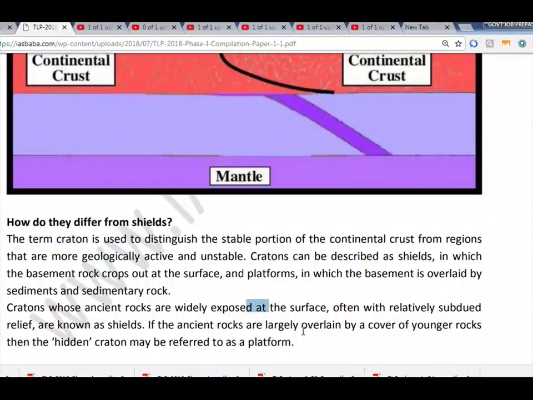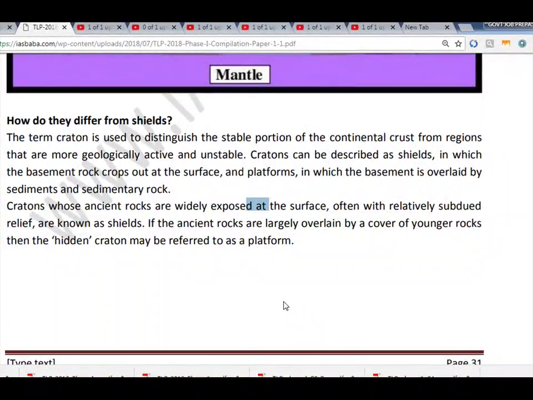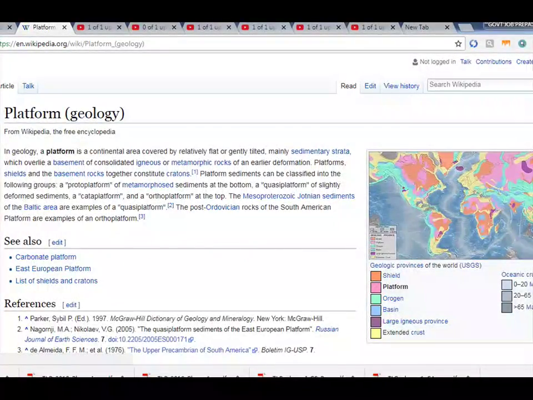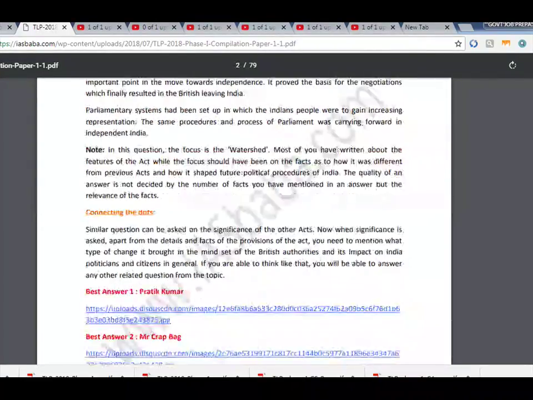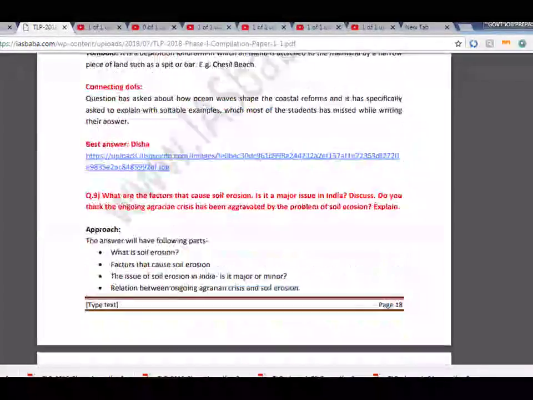Cratons whose ancient rocks are widely exposed at the surface, often with relatively subdued relief, are known as shields. If the ancient rocks are largely overlain by a cover of younger rocks, then the hidden craton may be referred to as a platform.